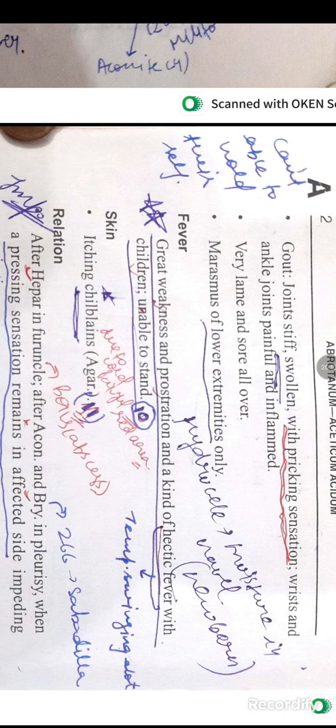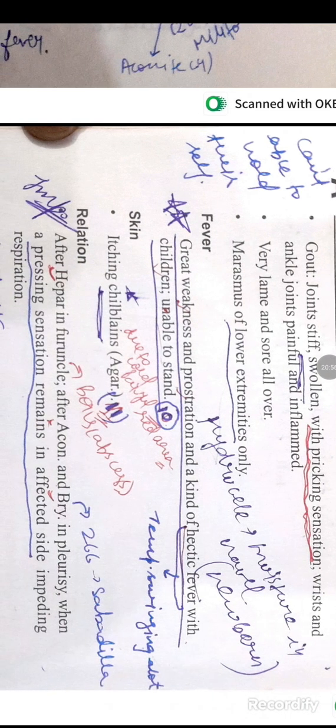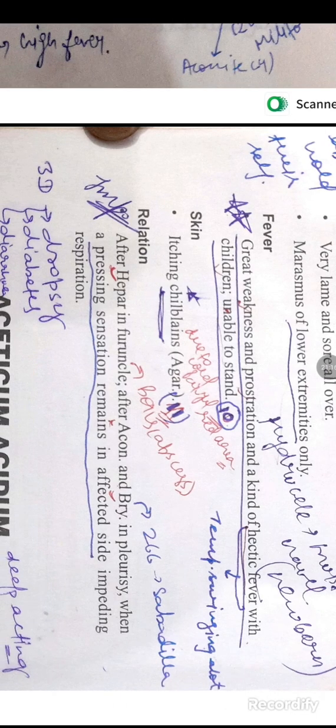And the next point is fever. Great weakness and prostration, and a kind of hectic fever. What is hectic fever? Temperature swinging a lot, with children unable to stand. You remember in the medicine aethusa there is also great weakness and the child can't hold his head. And the next point is skin. Skin itching, chilblains, agaricus. What is chilblains? Chilblains is due to cold.